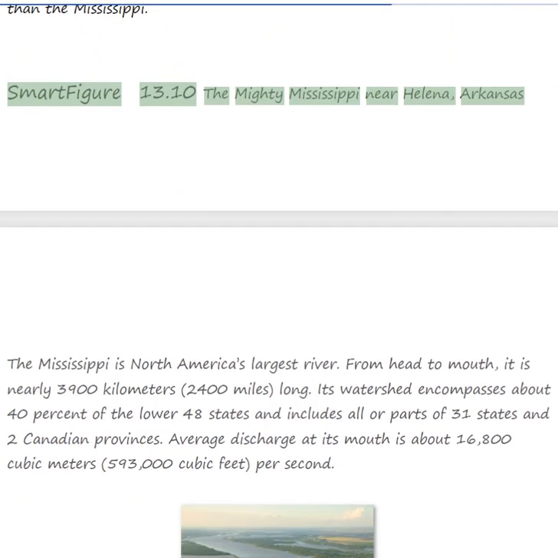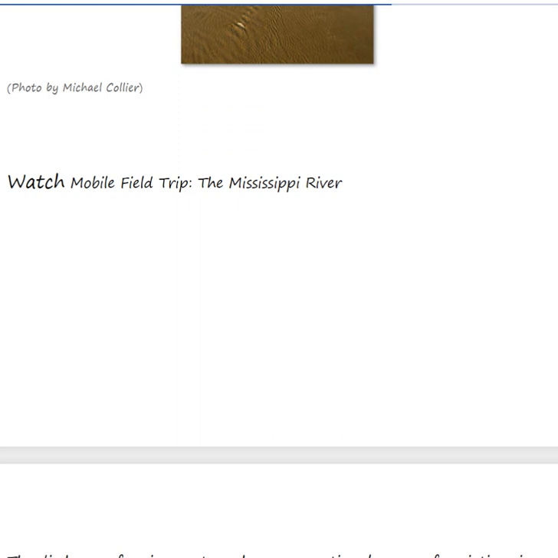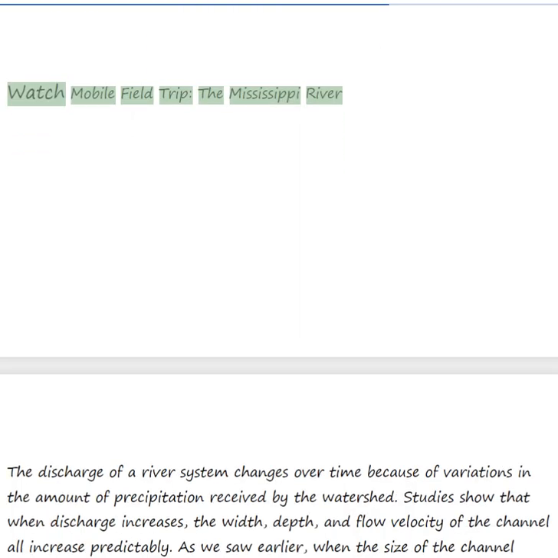Smart Figure 13.10: The mighty Mississippi near Helena, Arkansas. The Mississippi is North America's largest river. From head to mouth, it is nearly 3,900 kilometers long. Its watershed encompasses about 40% of the lower 48 states and includes all or parts of 31 states and 2 Canadian provinces. Average discharge at its mouth is about 16,800 cubic meters per second. Watch Mobile Field Trip, the Mississippi River.